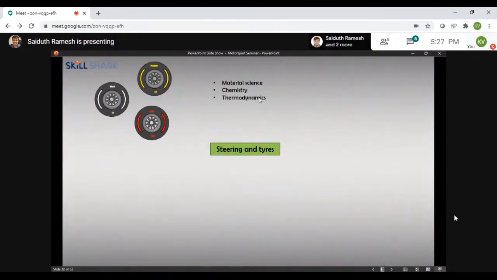So basically, you have different types of tire compounds. What that means is the tire is either soft or hard based on the rubber composition that the tire manufacturer includes. Not to mention, it also involves thermodynamics.